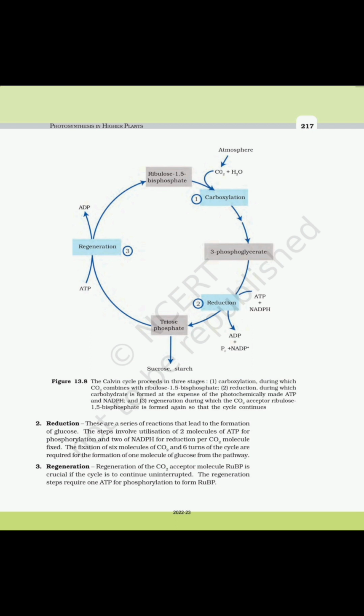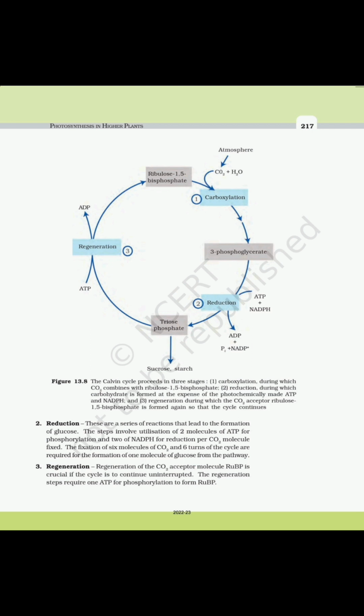Figure 13.8. The Calvin cycle proceeds in 3 stages. 1. Carboxylation, during which CO2 combines with ribulose-1,5-bisphosphate. 2. Reduction, during which carbohydrate is formed at the expense of the photochemically made ATP and NADPH. And 3. Regeneration, during which the CO2 acceptor ribulose-1,5-bisphosphate is formed again so that the cycle continues.